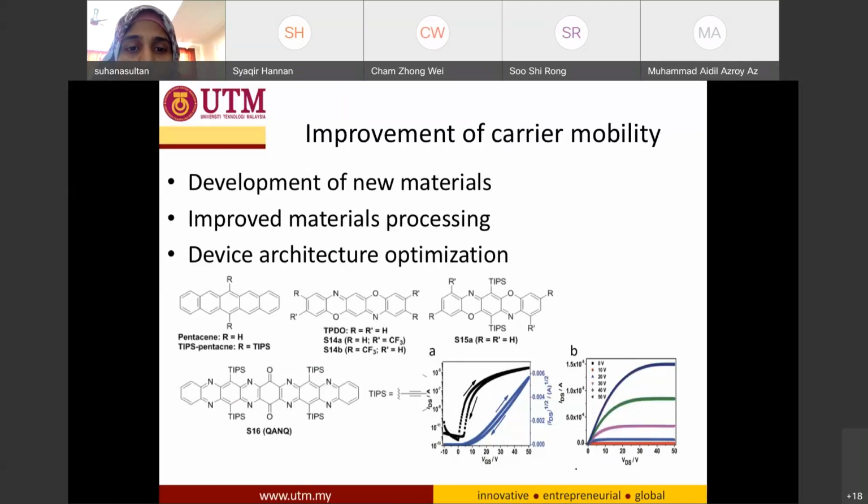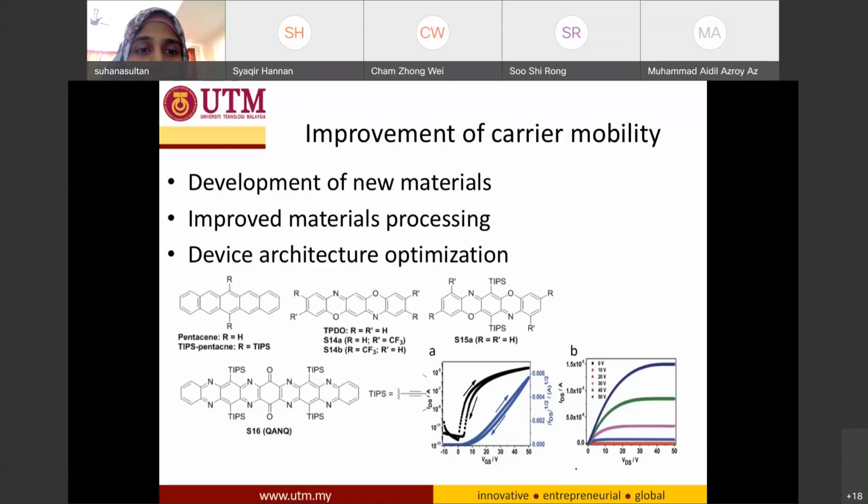Organic semiconductor is something that you can create using a synthesizing process. You can engineer it and improve the material processing, the fabrication process. Because organic semiconductor has very low mobility, you need to make sure that not many defects are created. That's why they have to improve the material processing.